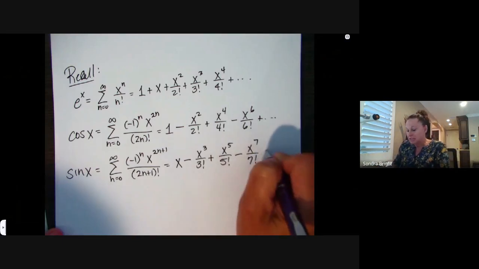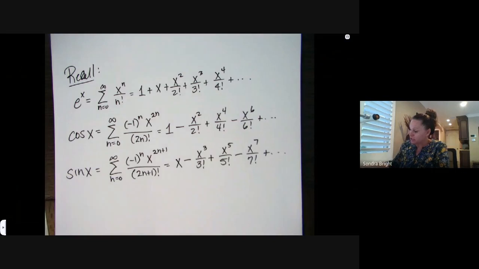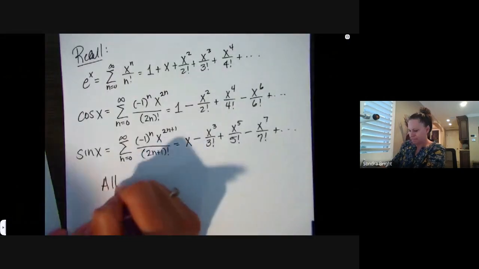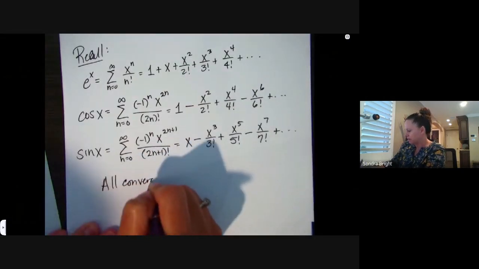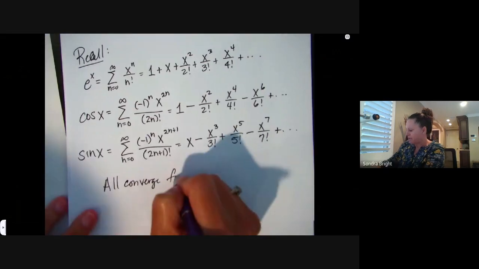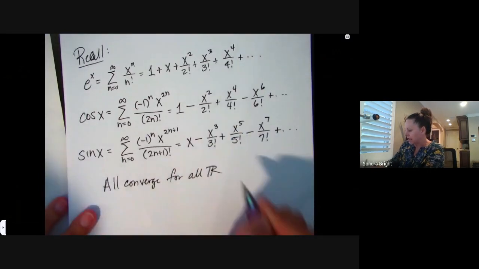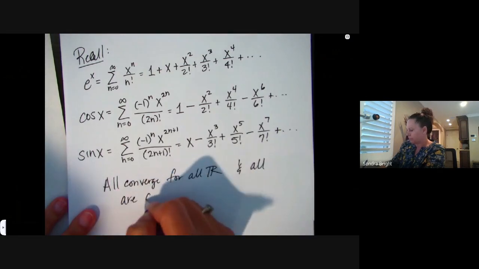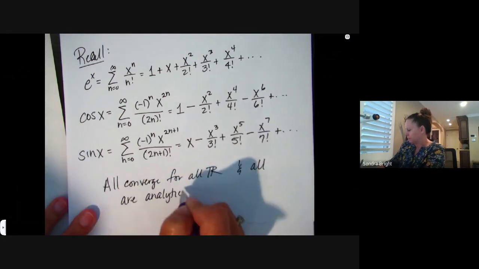And it turns out that all 3 of these converge for all real numbers, and they're analytic for all real numbers. So all of them converge for all real, and all are analytic for all real.